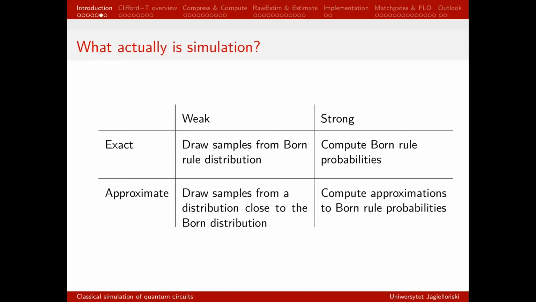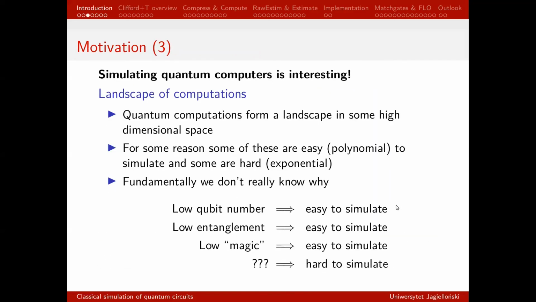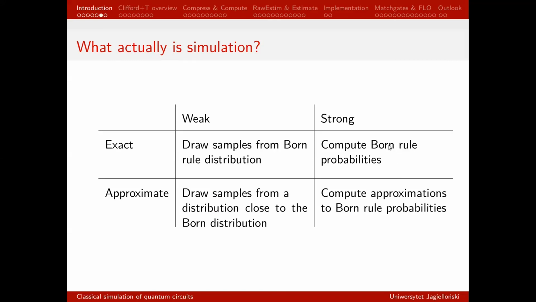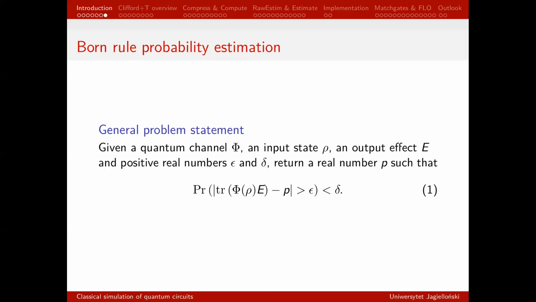Okay. So the things that I'm mainly looking at here are strong simulation and approximate. We do a little bit of exact strong simulation, but mainly I'm interested in approximate. So here is my general problem statement for approximate strong simulation: you give me a quantum channel, an input state, an output, and some positive real numbers, epsilon and delta, and you want me to give you a number p which is closer to the correct Born probability than epsilon with probability greater than 1 minus delta. Or for some reason, I've written it here as further away with probability less than delta, but these are equivalent. I'm allowed to be further away than epsilon only delta amount of the time.